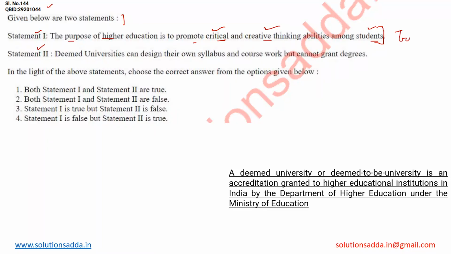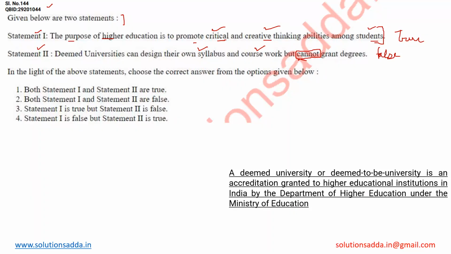Let's read statement number 2. Deemed universities can design their own syllabus. Yes, they can design their syllabus and coursework, but cannot grant degrees. Of course, they can grant degrees, so "cannot grant degrees" will not be true in terms of this particular question. So we can say that this statement is false, because a deemed university can grant degrees.